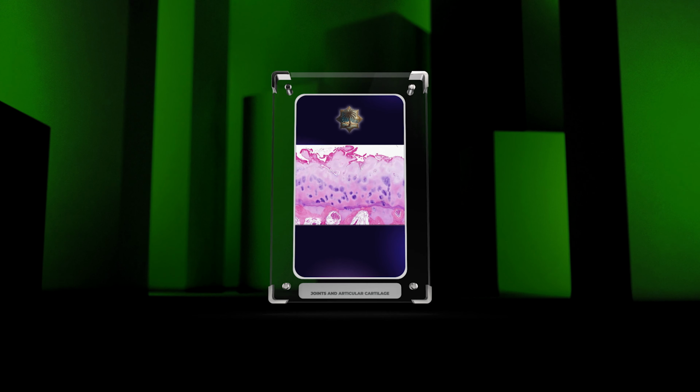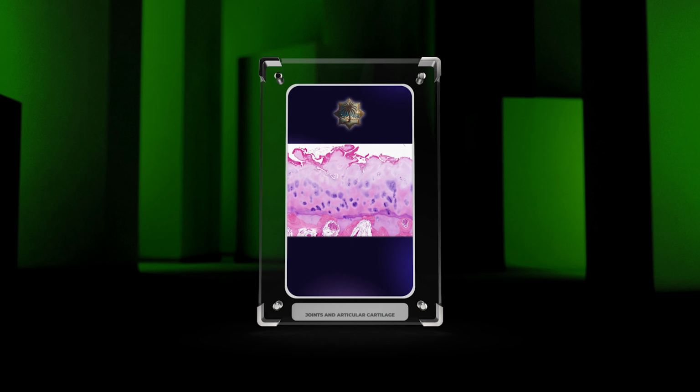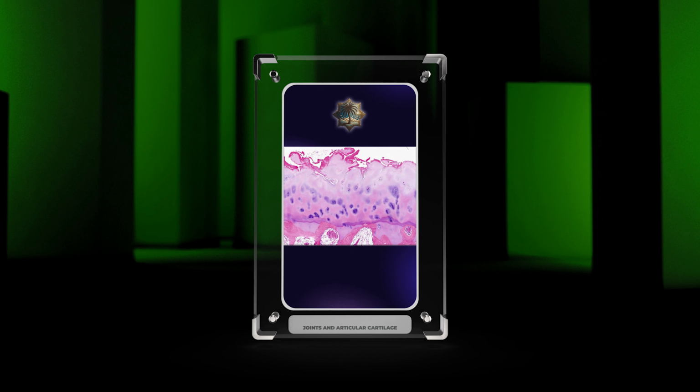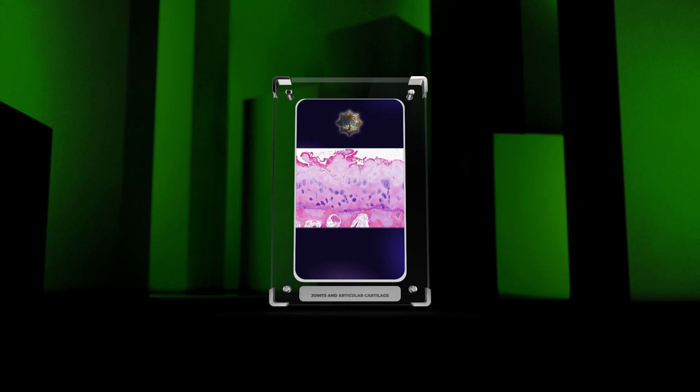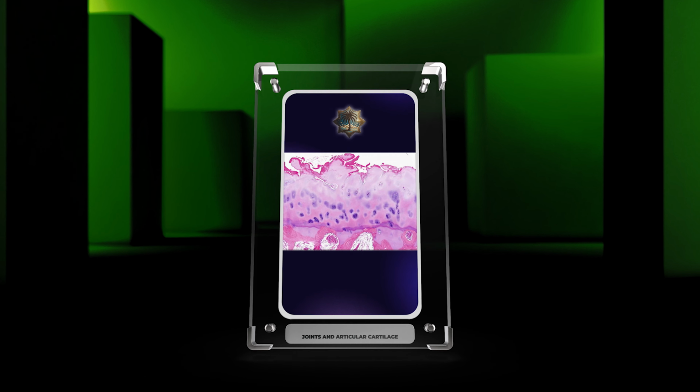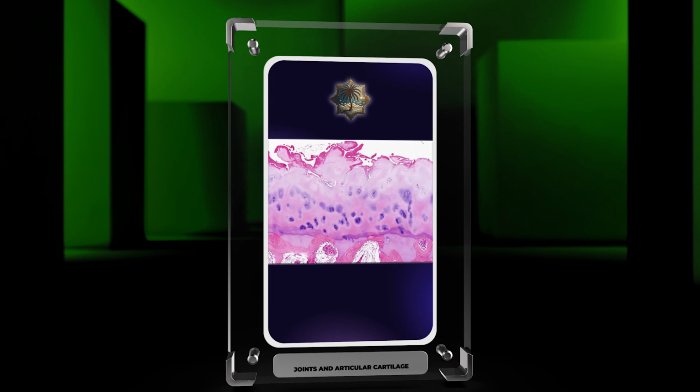In this lecture, we will explore the molecular mechanisms underlying articular cartilage degeneration, the components of synovium and synovial fluid, the role of immune cells in the pathogenesis of rheumatoid arthritis, and much more. So, let's embark on this journey together and unravel the intricacies of articular cartilage histology.